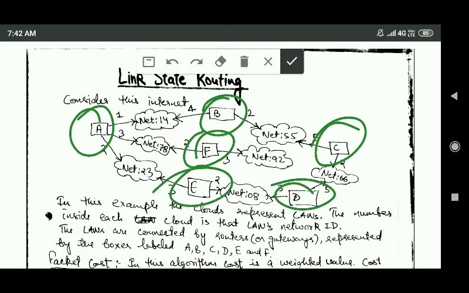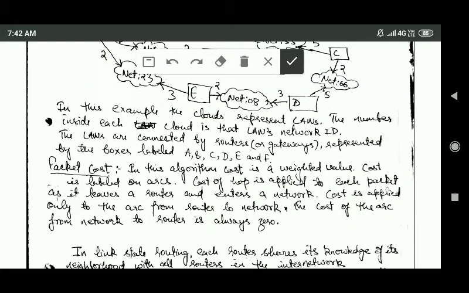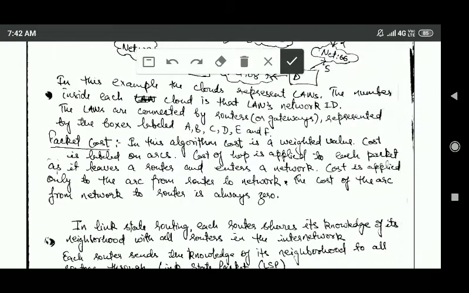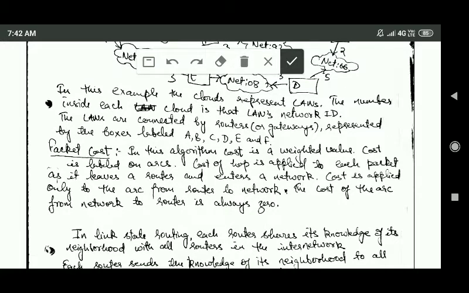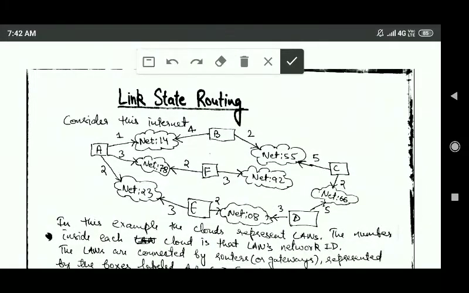Right? Now, the packet cost. In link state routing, the cost is a weighted value. The cost is labeled on arcs, as you can see here. Cost of hop is applied to each packet as it leaves the router and enters a network. As you can see here, if a packet leaves this router and enters this network, then what will happen? The cost will be 1 unit, as you can see here.